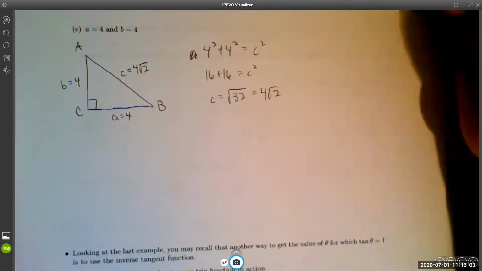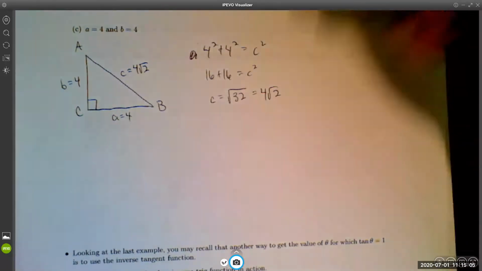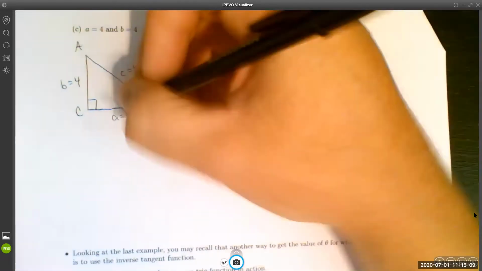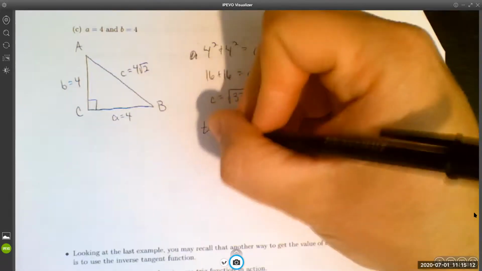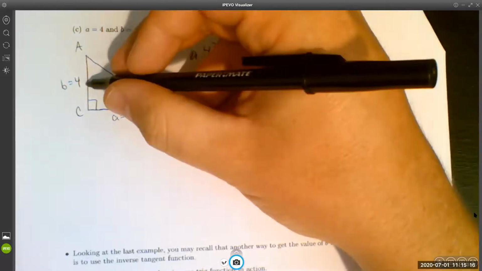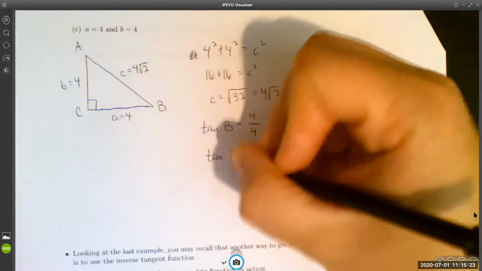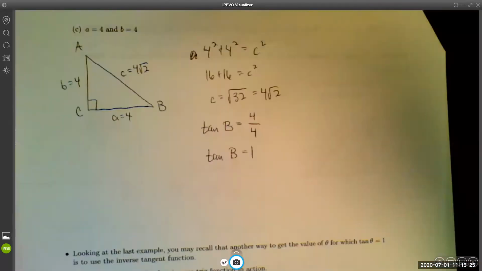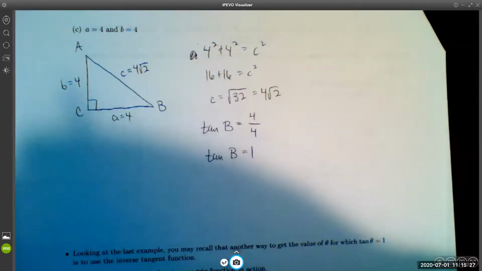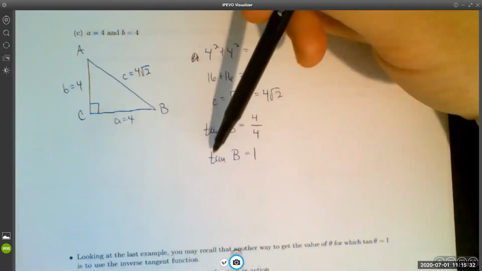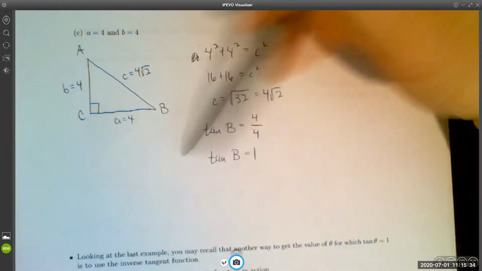Okay, so we know that C is 4 root 2, but how do we get the angles, right? Well, to get the angles, we could use a trig function. Using the original information, I would say something like this. Tangent of B is opposite over adjacent, right? Tangent B is 4 over 4. In other words, tangent B is 1. But see, our goal is to solve for B. So the question is, how do you do that? Well, you would solve for B by taking tangent inverse of both sides, okay?